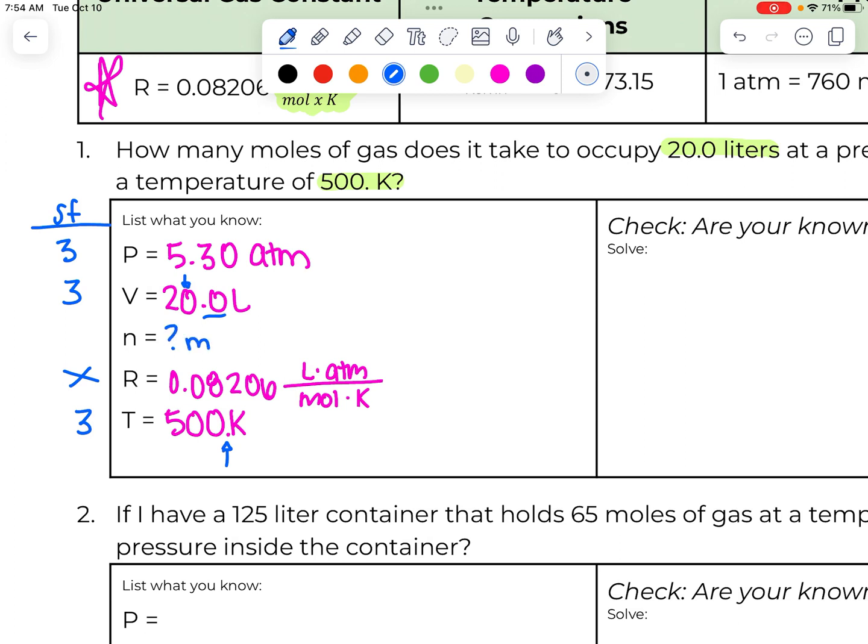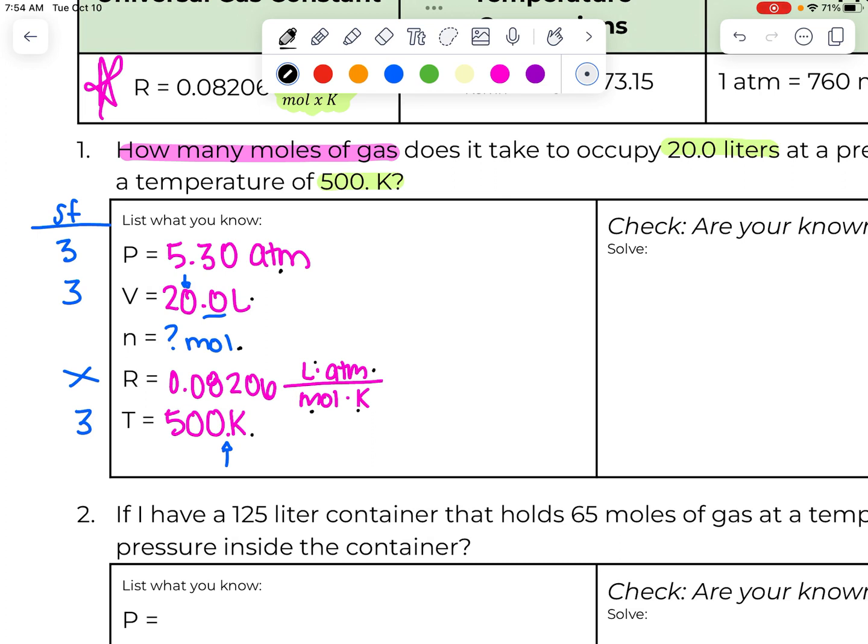So I don't have anything about number of moles in here, which must mean that's the thing I'm solving for. And if I go back and look at my problem, it does in fact say how many moles of gas. So that's what I'm trying to solve for in this problem. So now let's check. Do I have to do any unit conversions? I'm in atmospheres, I'm in liters, I'm in Kelvin, and so my final answer will be in moles. So it looks like I don't have to do any unit conversions.